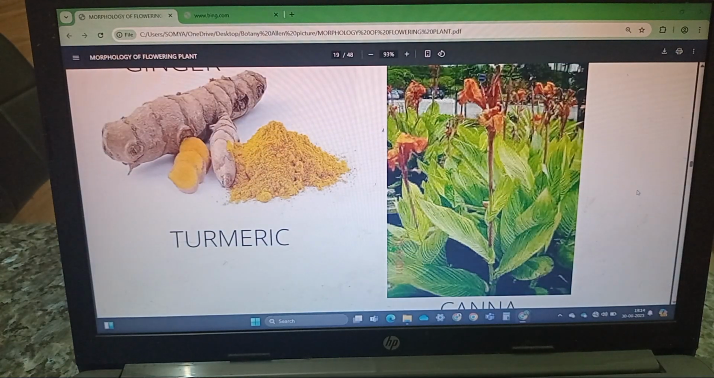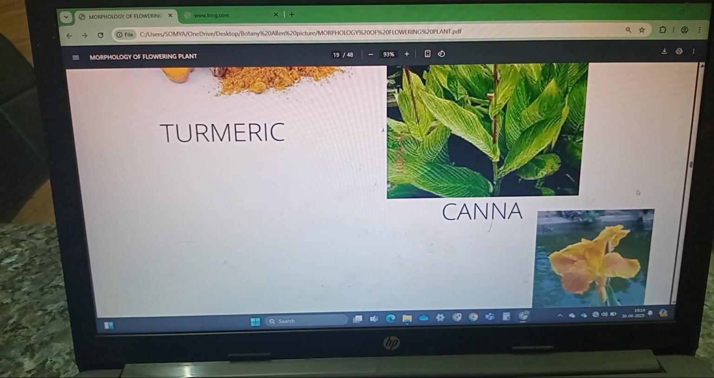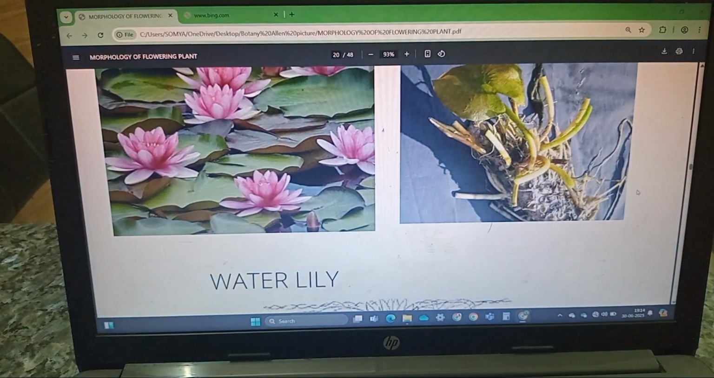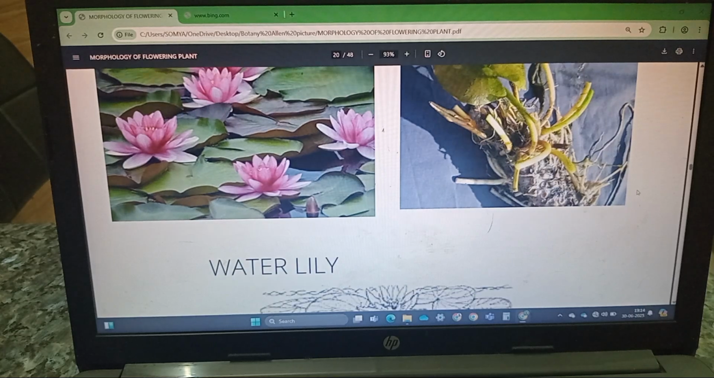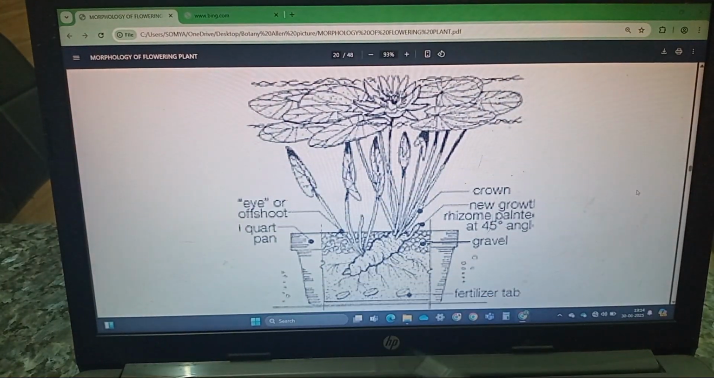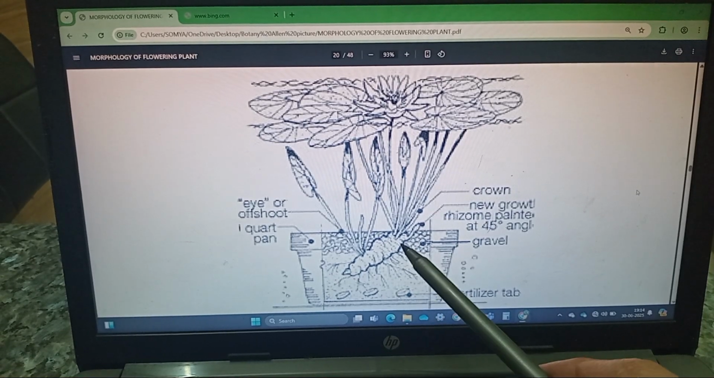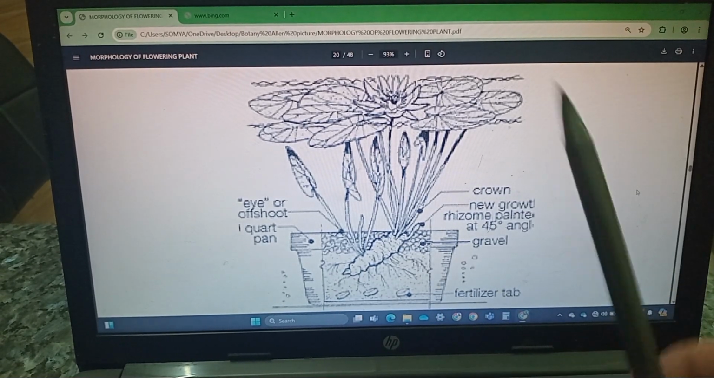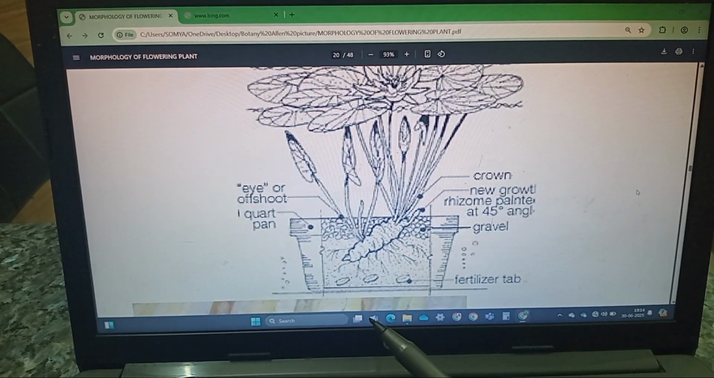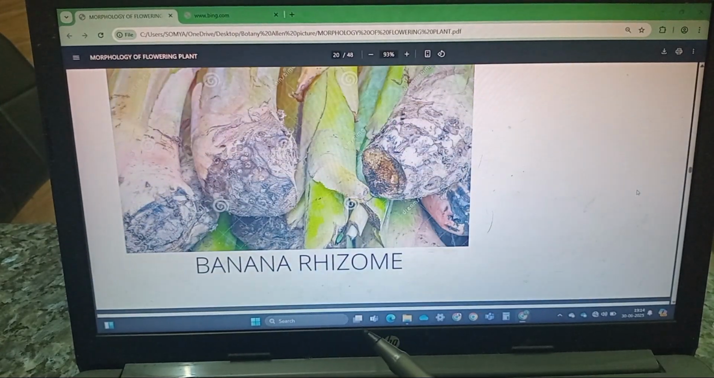Even in canna there is some rhizome. What you eat, that is the vein, that is the rhizome of the water lily, that is the lotus. From there the nodes are originating the leaves and the flowers. Then there is the rhizome of the banana.